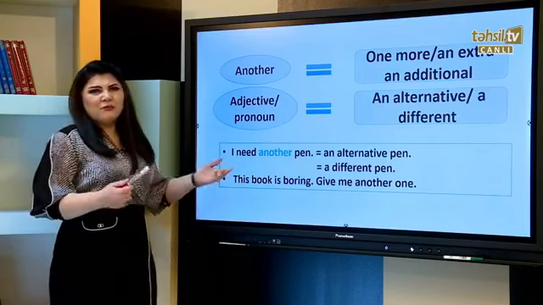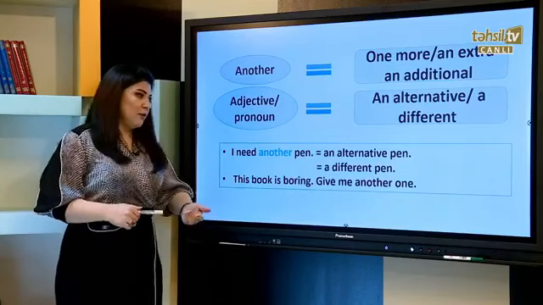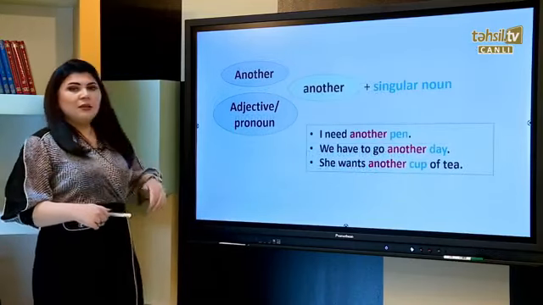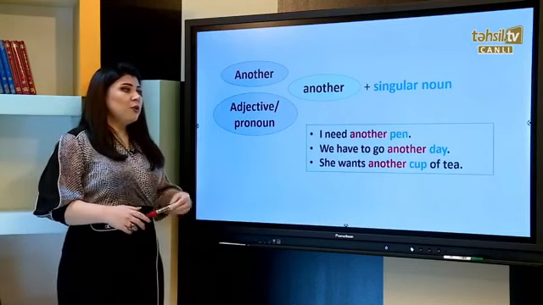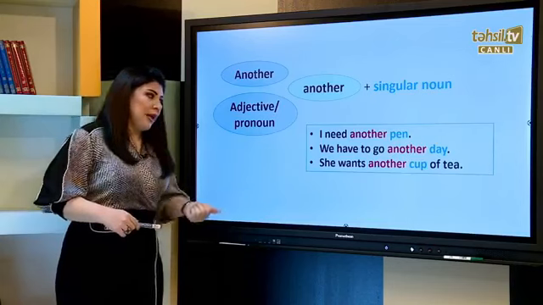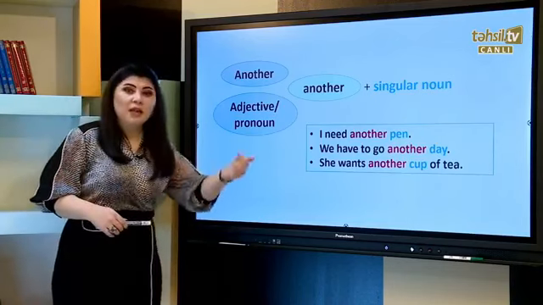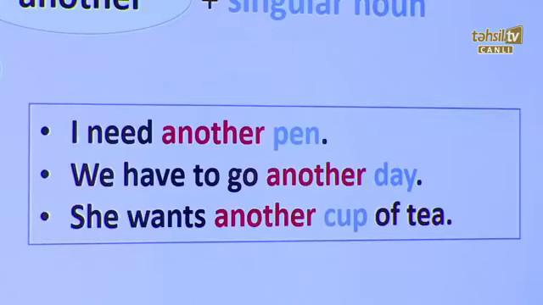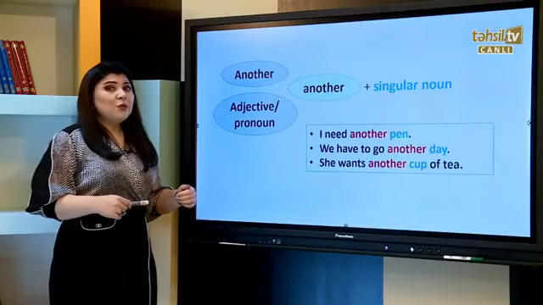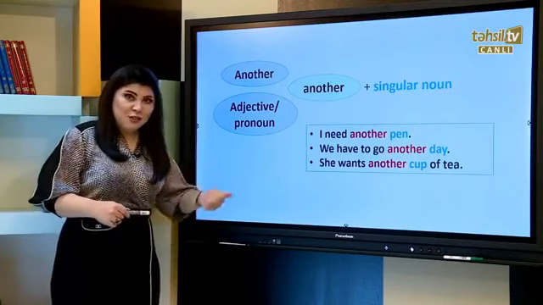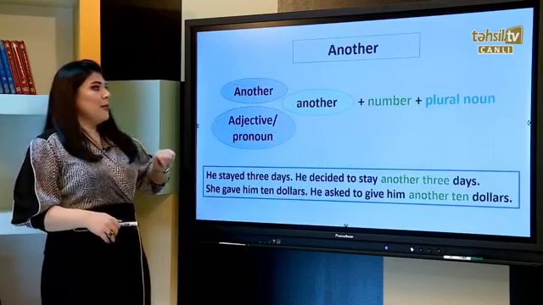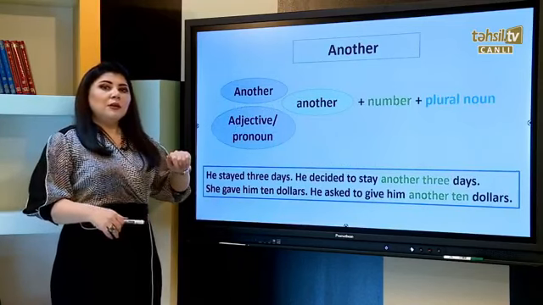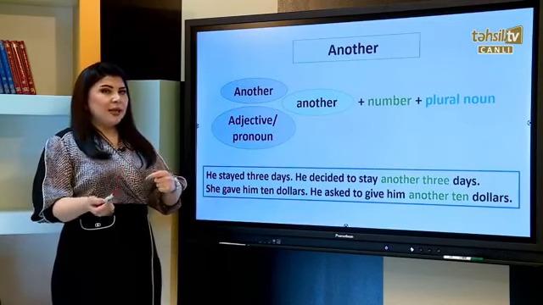As I said, this book is boring. Give me another one, another book. And some more examples. I need another pen, or we have got to go another day, or she wants another cup of tea. Do you remember when I gave examples with reflexive pronouns? I told you, would you like to help yourselves to another drink, okay? Additional, alternative.